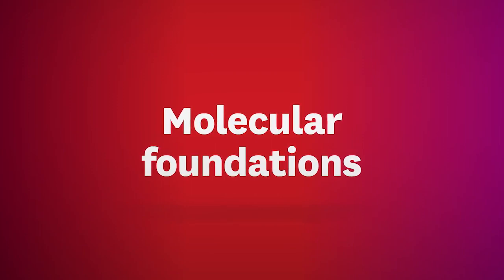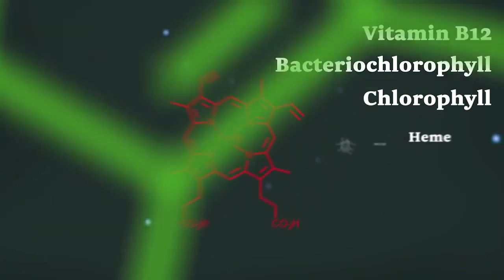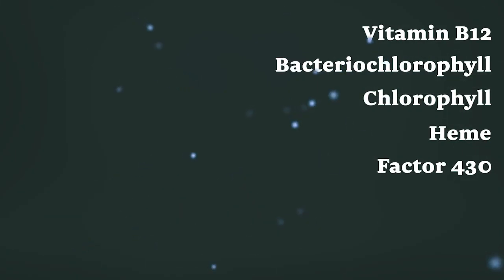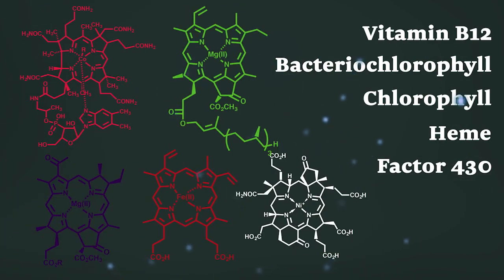So where did these cofactors come from and what do they look like? Vitamin B12, bacteriochlorophyll, heme, and factor 430 are all examples of compounds known as tetrapyrroles. Looking at these structures, we can see they look very complex, but they do have some similar features, and they are ideal for coordinating metal ions, which are used in catalysing chemical reactions. These complex molecules also stabilise and often improve the solubility of the metals.